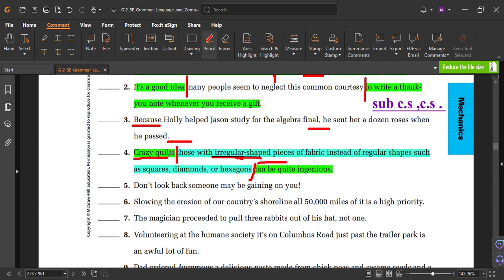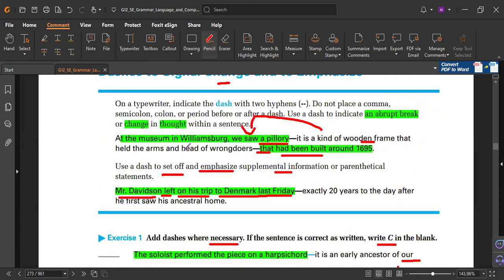The first information completes the second information. That's true. Between them is the information to describe, with regular shaped pieces of fabric instead of irregular shapes, to complete the meaning. So between two dashes, we add information to emphasize supplemental information. Supplemental information means additional information.